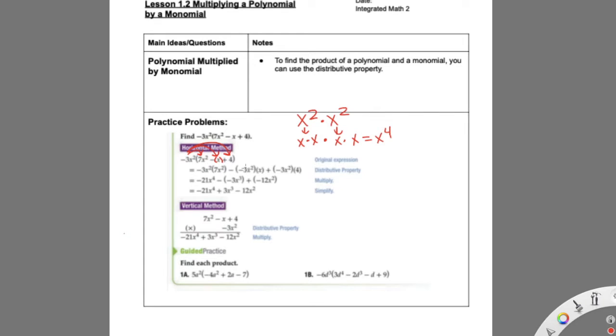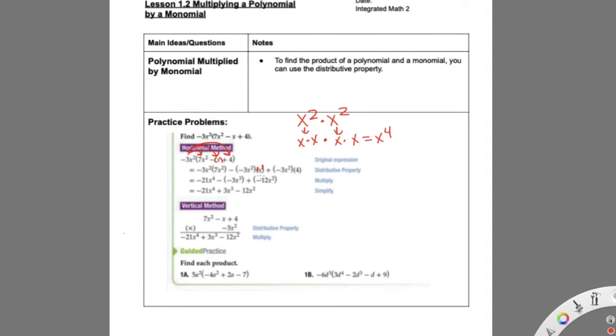We have negative 3 times, this is basically 1. Not basically, it is 1. So we just have the negative 3 on the front here. And then x squared times x. Remember, again, if I don't see the exponent there, it is a 1. So I have 2 x's here, just like up here, and this is only 1 x, so 2 plus 1 is 3.